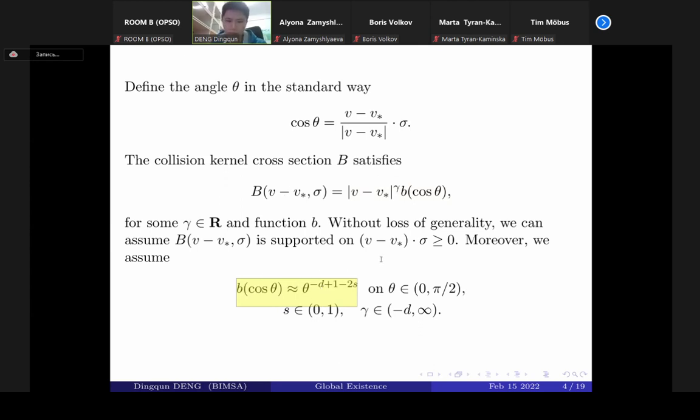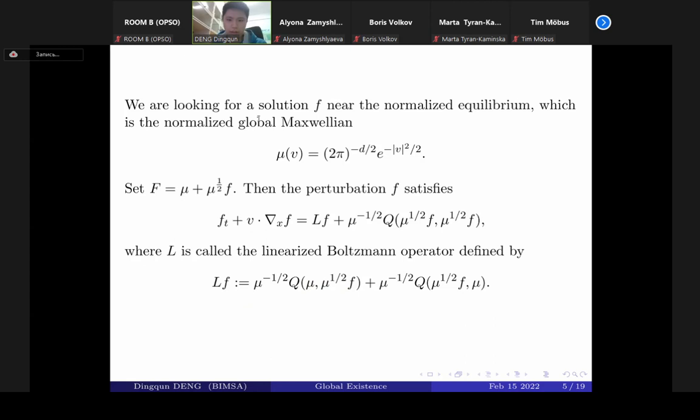And next, we may give a linearization of this equation. We are looking for the solution F near the equilibrium, which is actually the Gaussian distribution. We will call it the Maxwellian. So we will do a linearization by letting F equal to this Gaussian function plus the Gaussian to the power of 1/2 times small f.